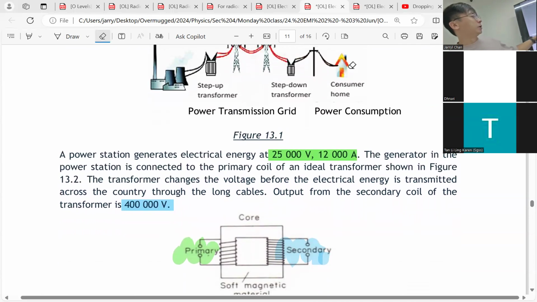Transmitted across country through long cables. So what's the whole idea behind this? You all recall the idea? Why do I want a very large voltage? I mean, what's a large voltage for?